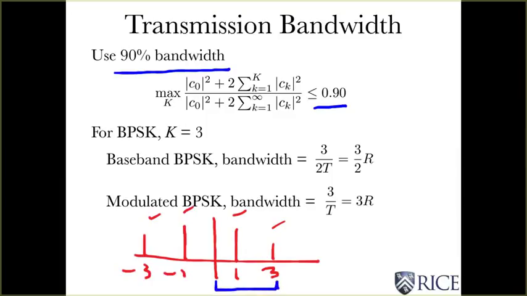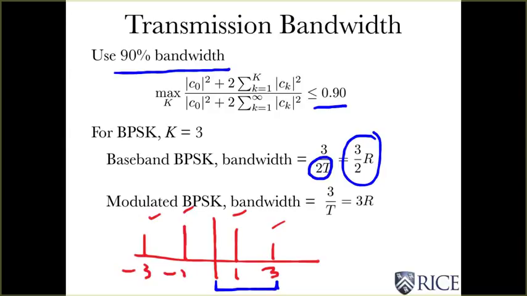This harmonic number corresponds to an absolute frequency of 3 over 2T. So the bandwidth is 3 over 2T, which is 3/2 of the data rate. The bandwidth taken to transmit our 1 megabit per second signal is 1.5 megahertz. And this is in general true: you need a larger bandwidth in hertz than you do in data rate measured in bits per second.